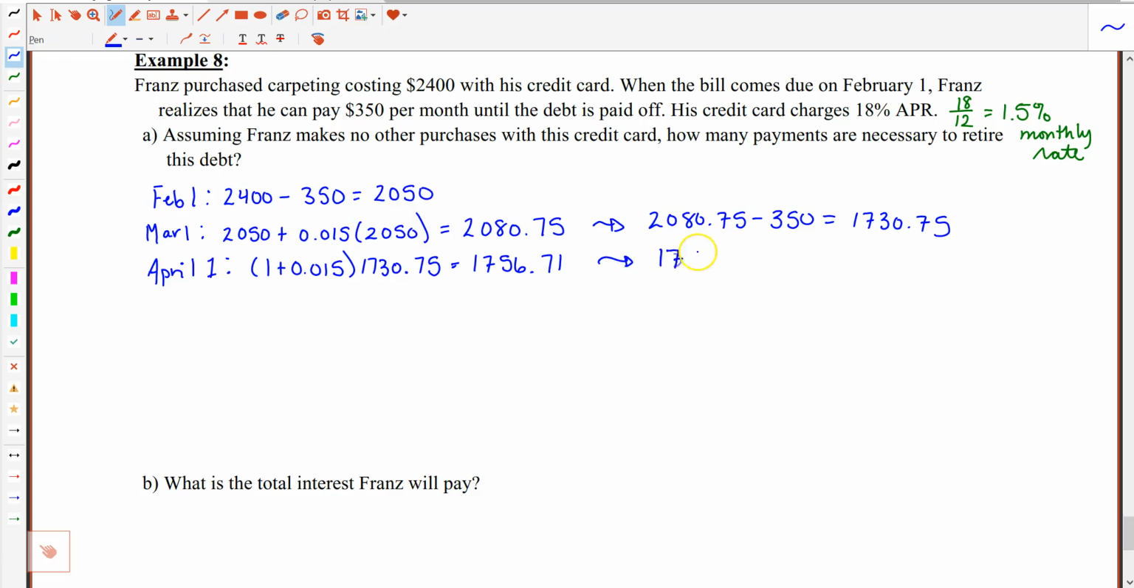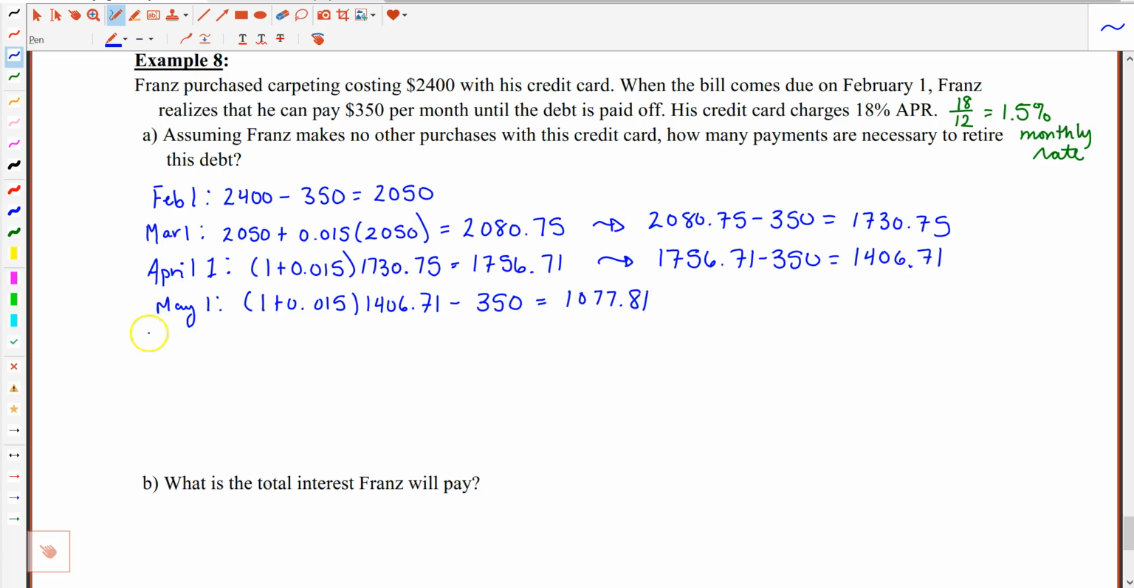Then on top of that, he's going to make his payment of $350. So he will owe $1,406.71 at that point. Now to condense this even further, when we go to the next month, I'm going to do this calculation, figure out this number and then subtract the 350, all at once. So this represents the balance plus that 15% on top of it for the previous month's balance of $1,406.71, and then immediately deducting the payment of $350. At this point, the balance on the account would be $1,077.81.